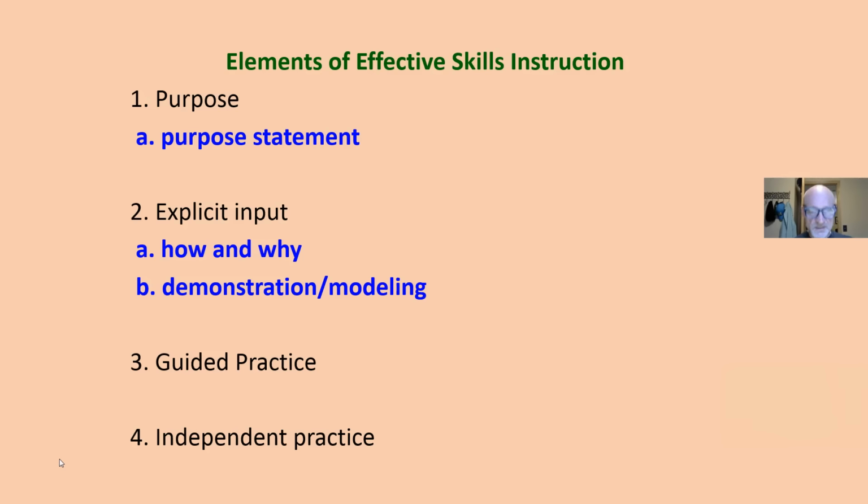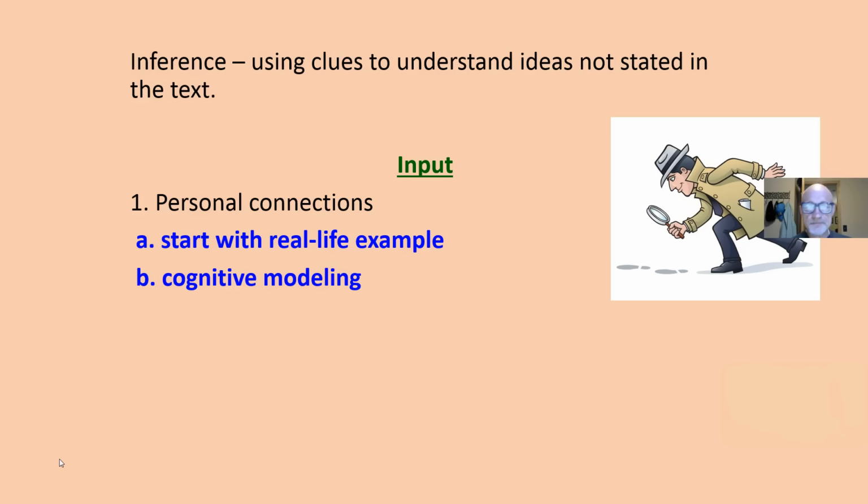Very explicit input where I describe the what, the how, and the why of that skill. Demonstration and modeling, guided practice where we do a few together, and then independent practice, which is practice of something students have already learned. All right. In this case, I'm teaching students how to infer, which is using clues to understand ideas not stated in the text. It's not simply guessing, it's using clues.